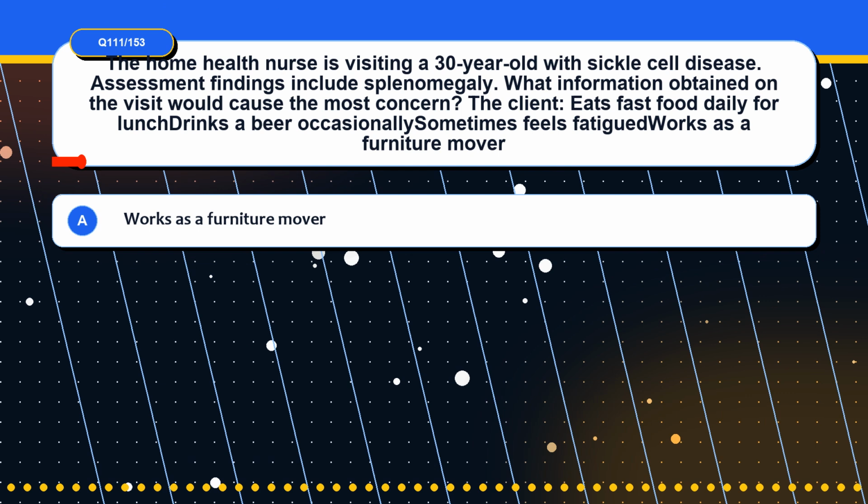Question 111. The home health nurse is visiting a 30-year-old with sickle cell disease. Assessment findings include splenomegaly. What information obtained on the visit would cause the most concern? The client eats fast food daily for lunch, drinks a beer occasionally, sometimes feels fatigued, works as a furniture mover. Here are the options. Option A. Works as a furniture mover.